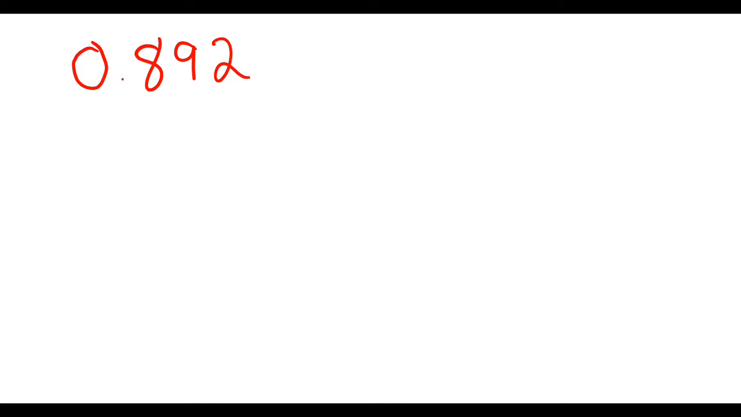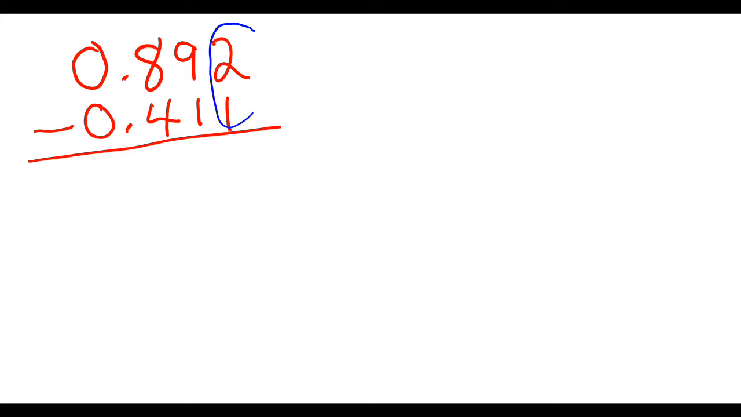So our first example that we're going to do is 0.892. And from this number, we are going to subtract 0.4 or 1. There we go. And so you can see when I'm subtracting these two numbers, I'm lining up the place values nice and neatly. So the tenths are with the tenths, the hundredths are with the hundredths, and thousandths are with the thousandths.